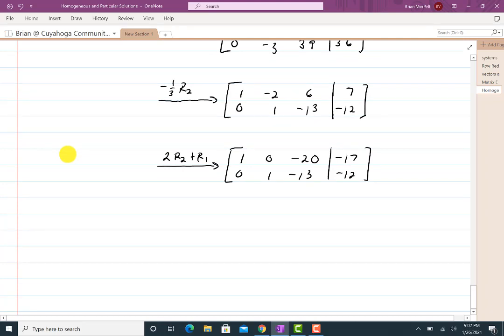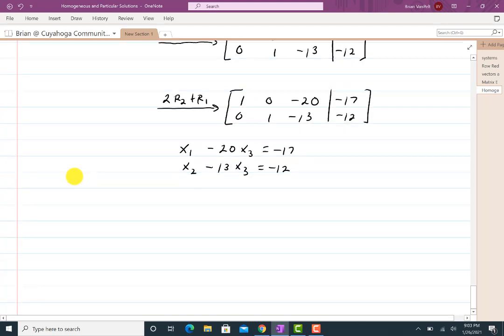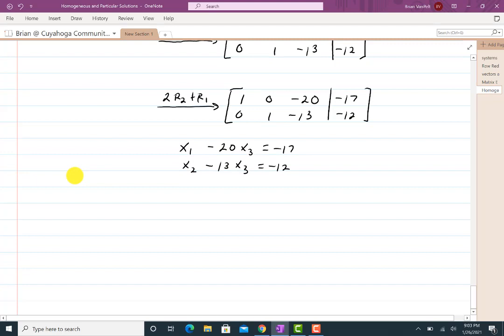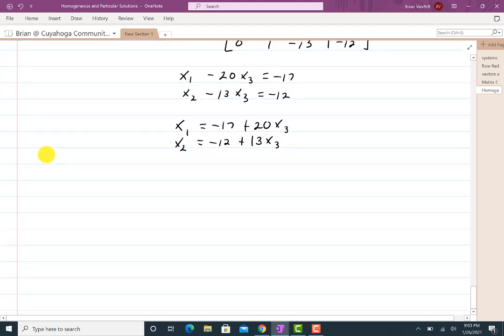Now let me go to the equation format. I have x1 minus 20x3 equals -17, and x2 minus 13x3 equals -12. So let me continue this. I'll have x1 will equal -17 plus 20x3. x2 will equal -12 plus 13x3. Now let me write my solutions.